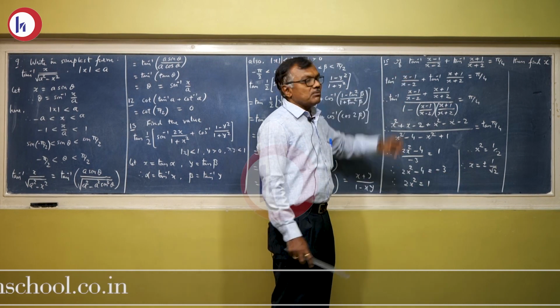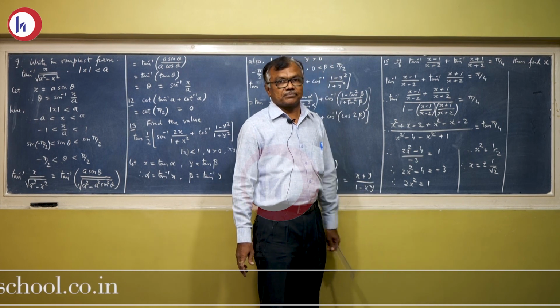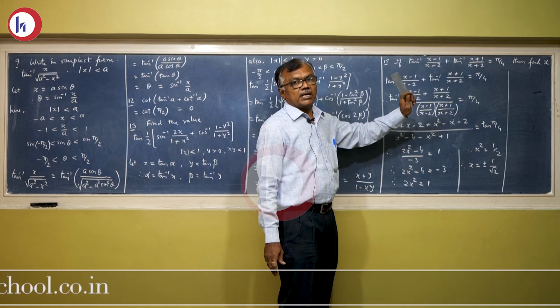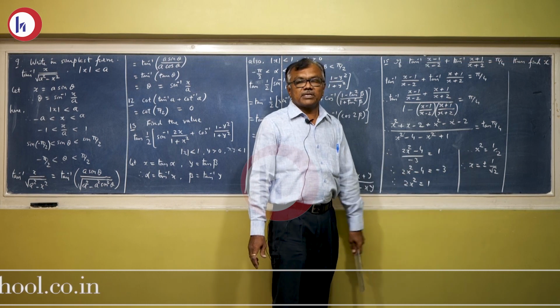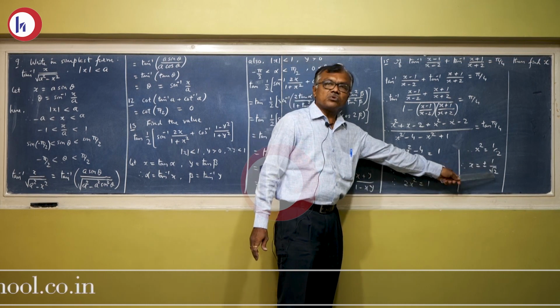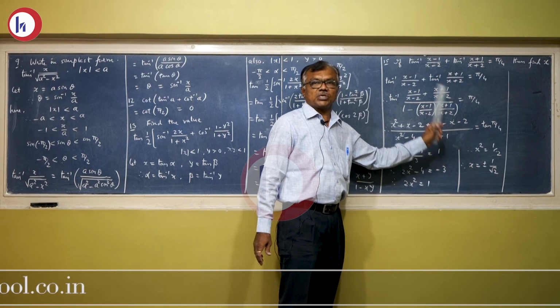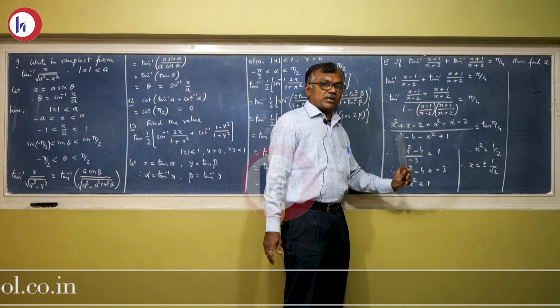Now this example is an example of an inverse trigonometric equation. In an inverse trigonometric equation, whatever value of x you get, afterwards you have to verify whether x equals plus 1 by root 2 or x equals minus 1 by root 2, which value is applicable to this sum. Here verification is compulsory.